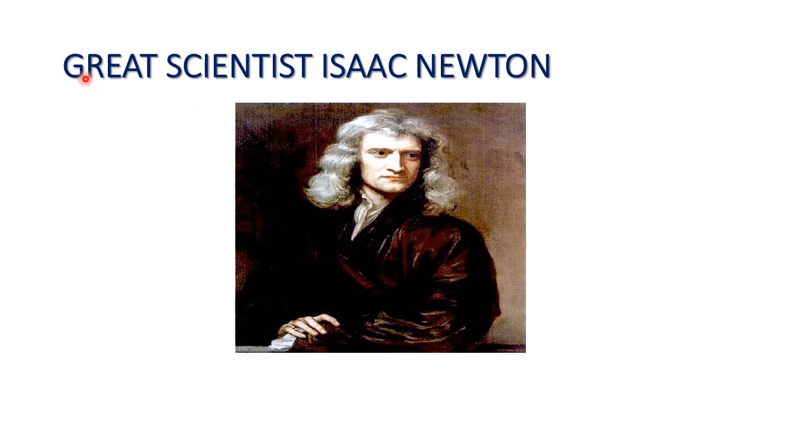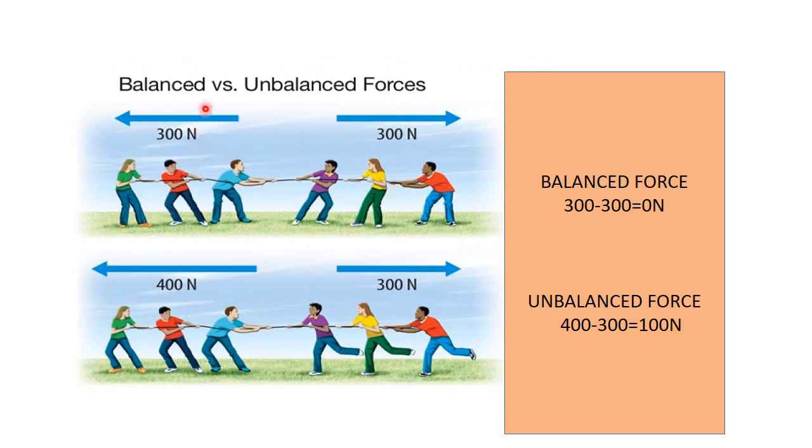Who is this? It's a great scientist, Isaac Newton, who discovered Newton's laws. There are three main laws of motion. That was discovered by the scientist Isaac Newton. Now before we learn Newton's laws, we should know some terms. One of them is balanced force and unbalanced force. So what do you mean by balanced force? Using the two figures in this picture, you can understand what is balanced force and unbalanced force.